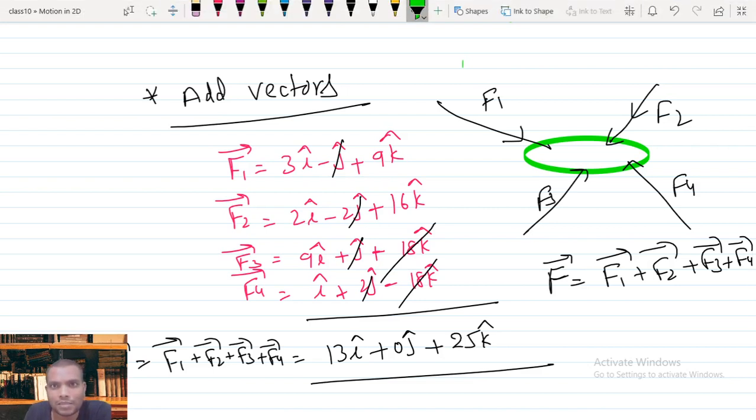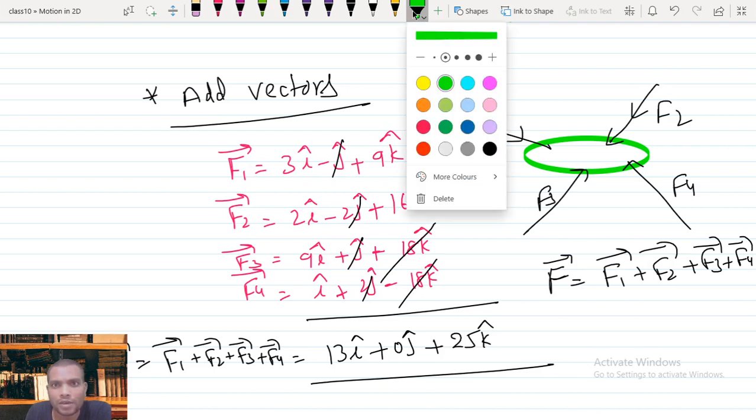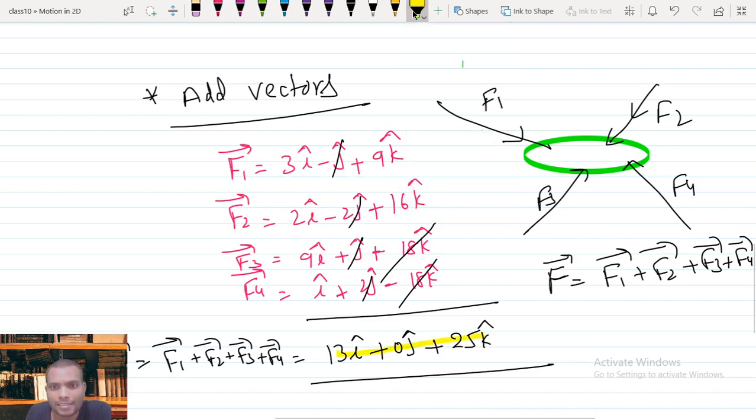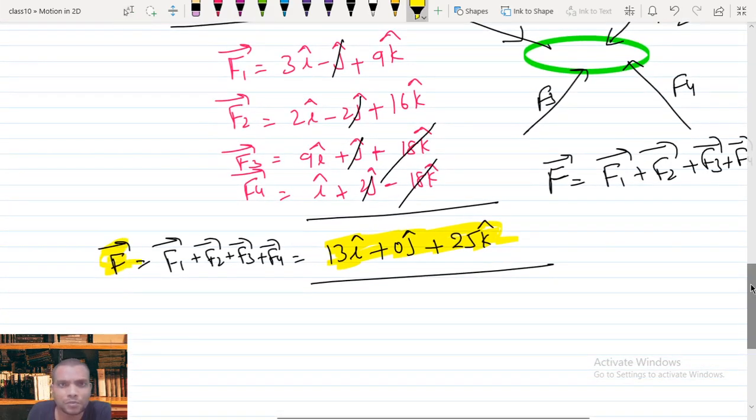So see how easily we found the addition of vectors. Just like how we add numbers, vectors are also added just like that. So this is the resultant force vector. And this is just a vector, but not the resultant force magnitude.